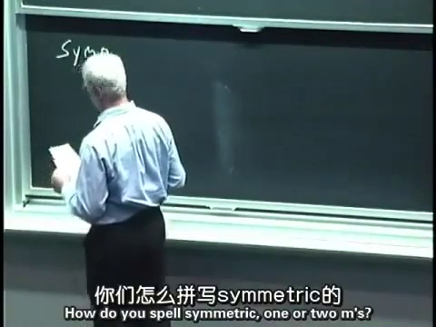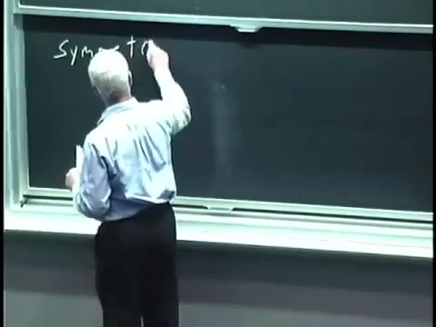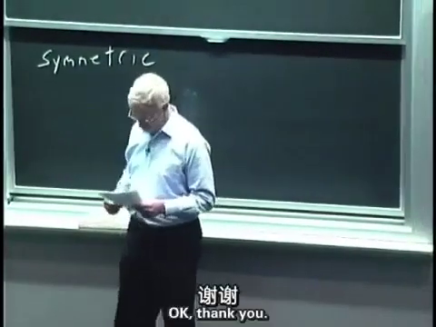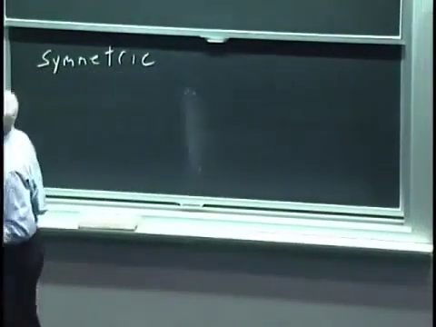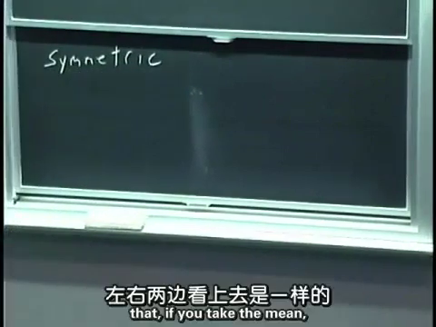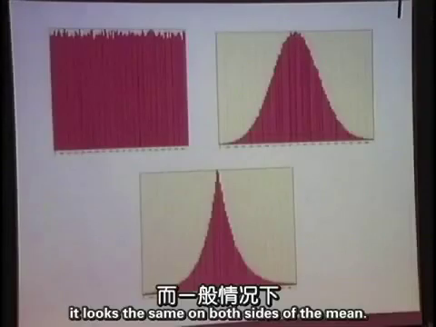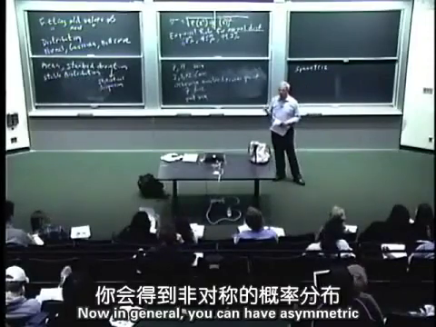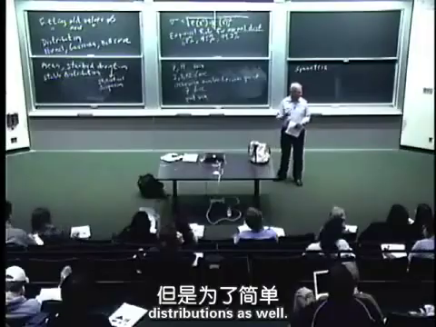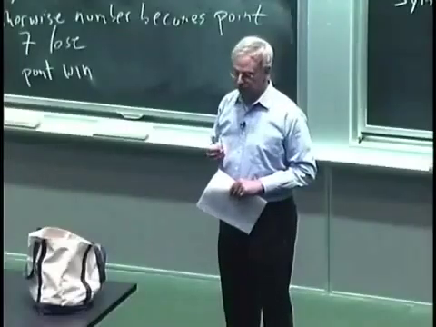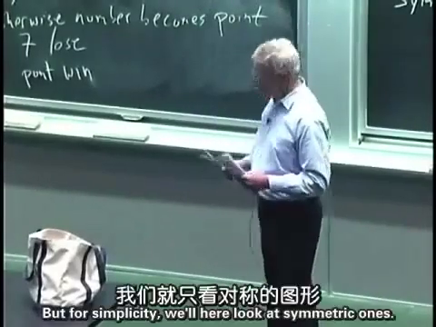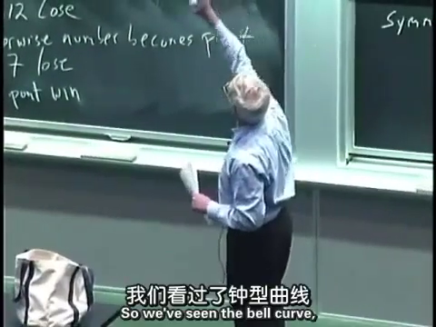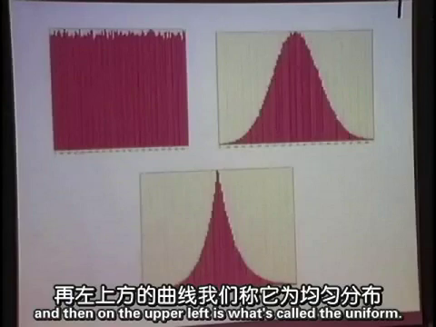How do you spell symmetric? One or two M's? I need help here. That right? Okay, thank you. And they're symmetric in the sense that if you take the mean, it looks the same on both sides of the mean. Now, in general, you can have asymmetric distributions as well. But for simplicity, we'll here look at symmetric ones. So we've seen the bell curve. Then on the upper left is what's called the uniform.